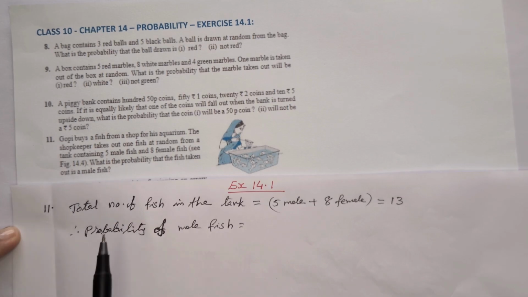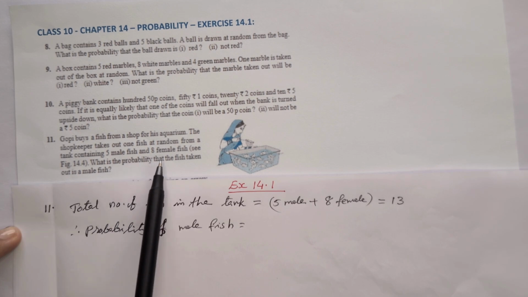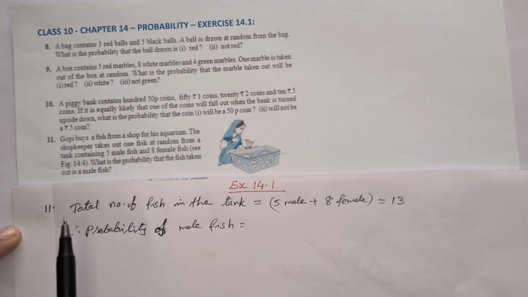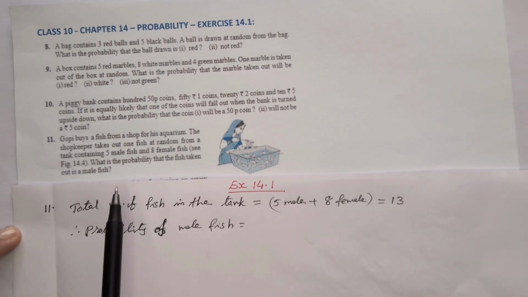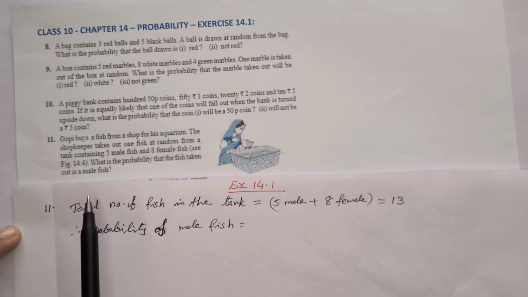11. Gobi buys a fish from a shop for his aquarium. The shopkeeper takes out one fish at random from a tank containing 5 male fish and 8 female fish. So the total number of fish in the tank is 5 male and 8 female, so 5 plus 8, 13 fish are there. And what is the probability that the fish taken out is a male fish?